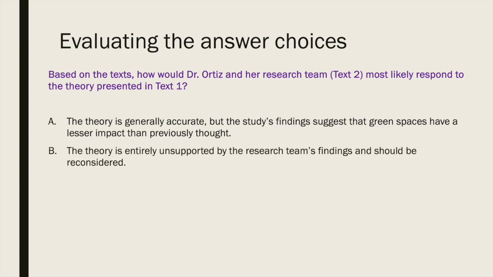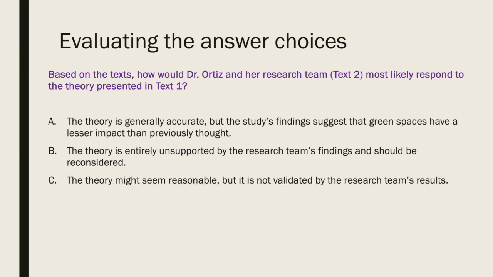Choice B suggests that the theory from text 1 is completely unsupported, but it also implies that the researchers entirely reject the theory. Now, while the research does not support the theory, the text doesn't indicate a complete dismissal, so we can also eliminate choice B. For C, the choice captures the idea that while the theory might seem plausible at first, the research does not back it up. This directly aligns with the relationship we identified, making choice C the correct answer.